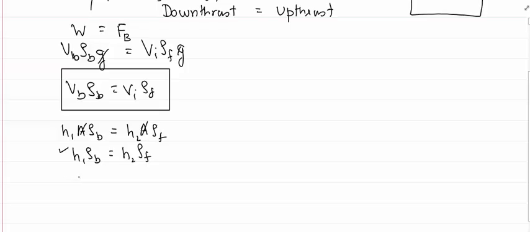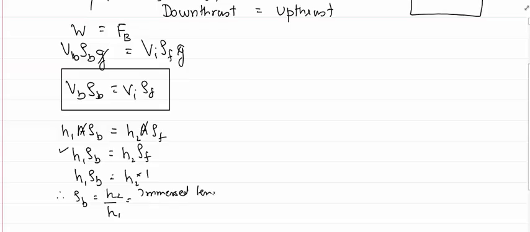Now if the fluid is a liquid, say water, then h1 rho b is equal to h2 times the density of water, which is 1 gram per centimeter cube. If I'm dealing with gram per centimeter cube, this will become 1, and therefore the density of the body will become equal to h2 upon h1, where h2 is the immersed length divided by the total length. So the density of the body is immersed length upon total length.